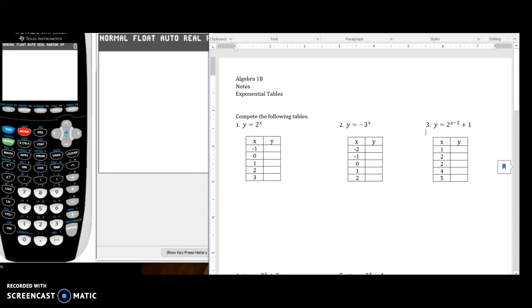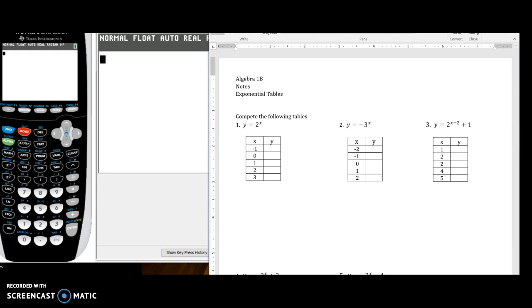Hello class, I'm sorry to be out today, but we are going to be studying some exponential tables, which is an essential skill that's going to lead us to be able to do some pretty exciting things in the future. In order to do that, we have to be able to do the simple process of filling out a table with an exponential graph.